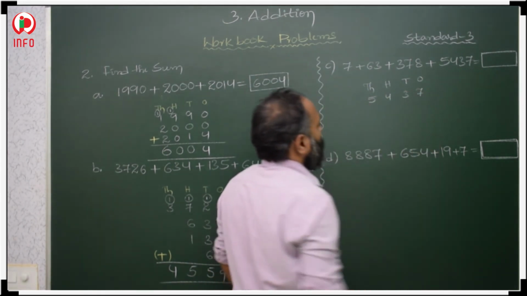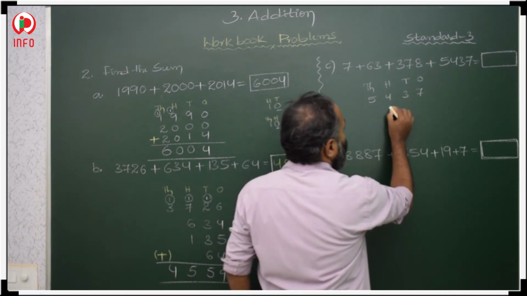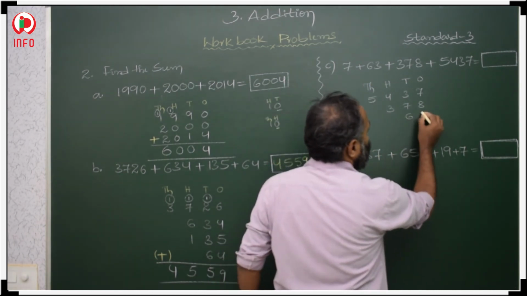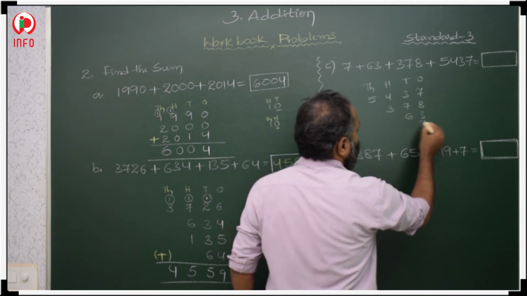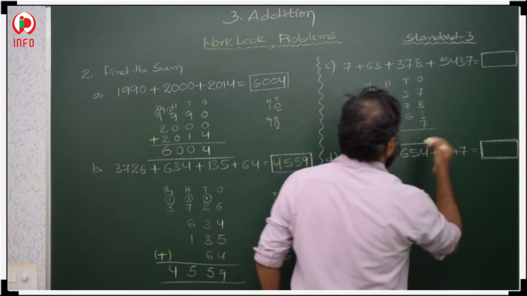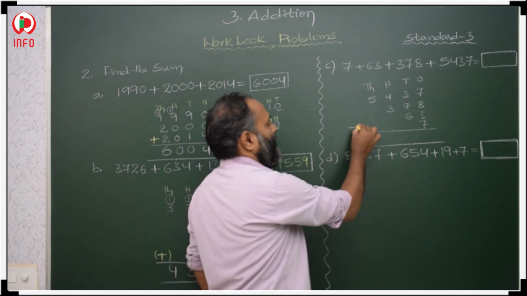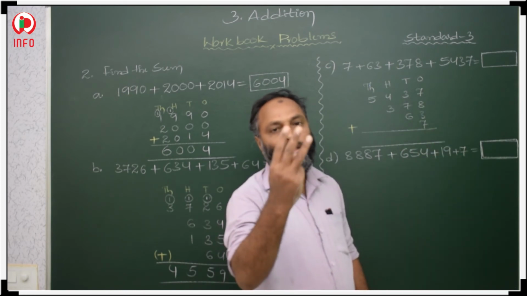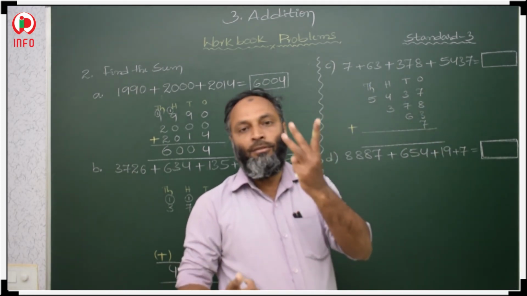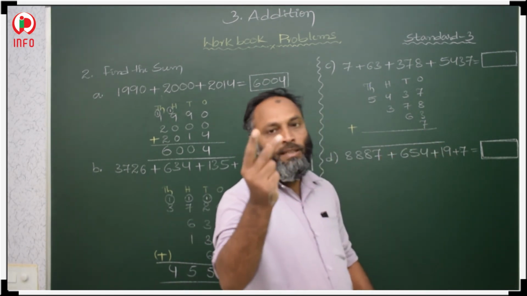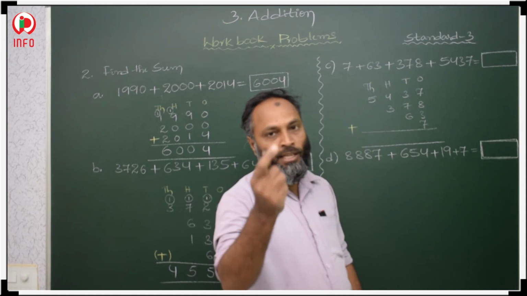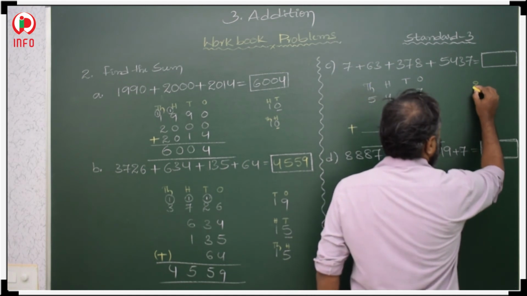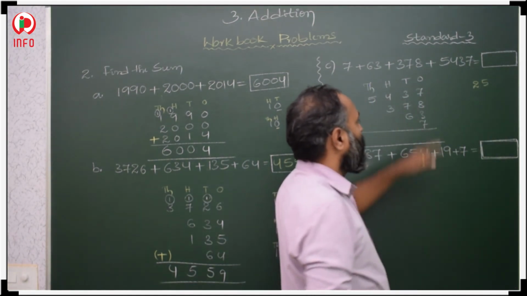5437. Next, this is a 3 digit, 378. Next, 63. Next, 7. Okay. Now see here. We have to add. 7 plus 8. 7, 8, 9, 10, 11, 12, 13, 14, 15. 15 plus 3, 16, 17, 18. 18 plus 7, 19, 20, 21, 22, 23, 24, 25. 25. What is 25? Here we are adding ones place.